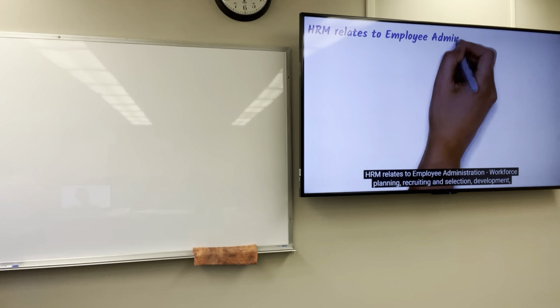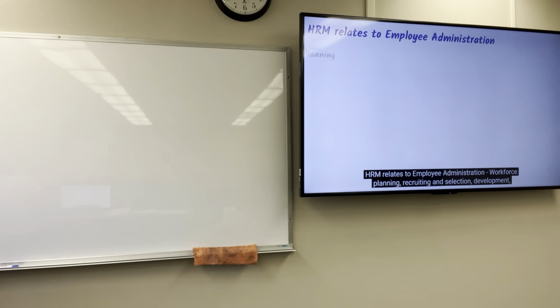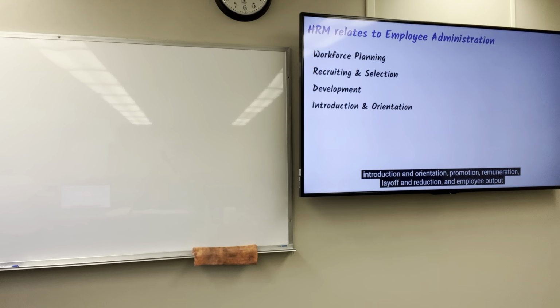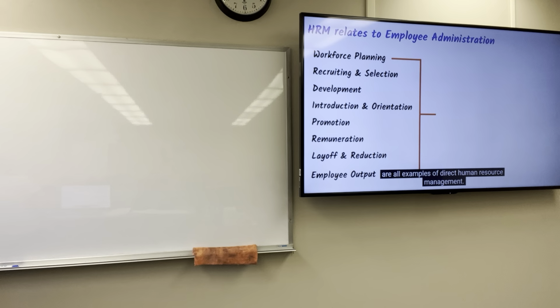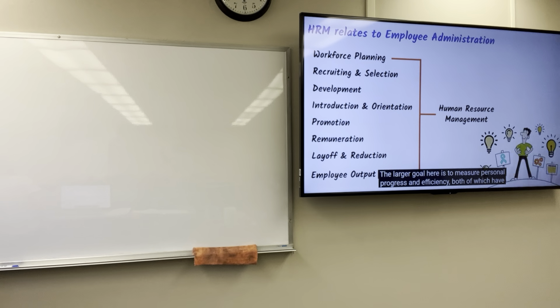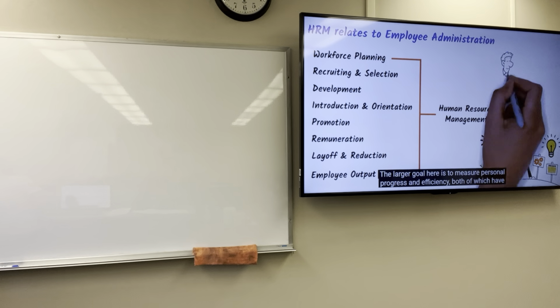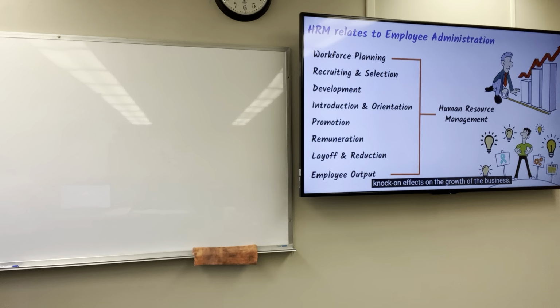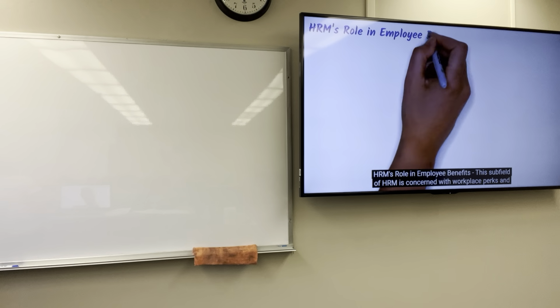HRM relates to employee administration, workforce planning, recruiting and selection, development, introduction and orientation, promotion, remuneration, layoff and reduction, and employee output, all of which are examples of direct human resource management. The larger goal here is to measure personal progress and efficiency, both of which have knock-on effects on the growth of the business.